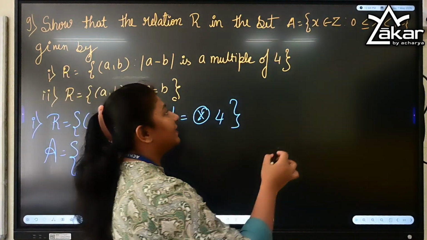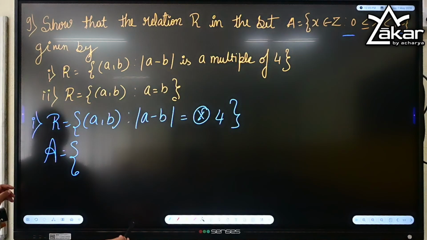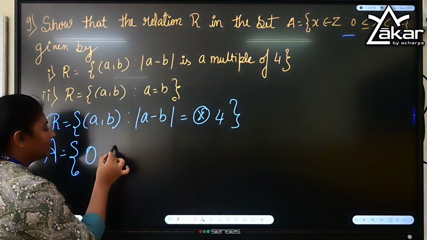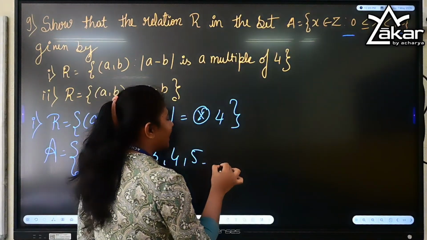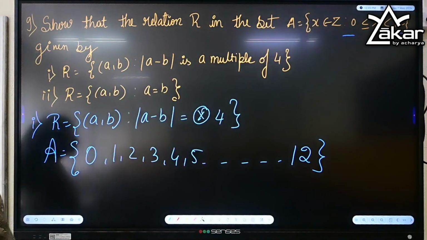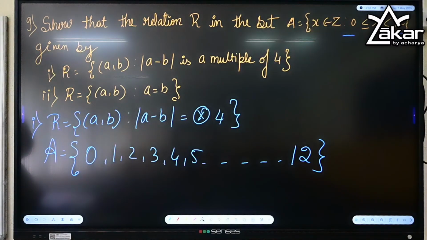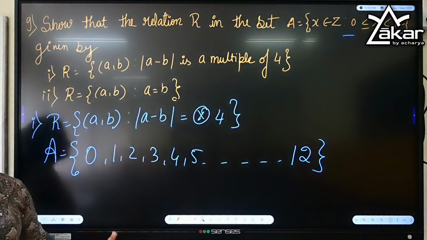X is lying between 0 to 12. So what are the elements that will be there in set A? 1, 2, 3, 4, 5 and so on. 12 elements will be there.